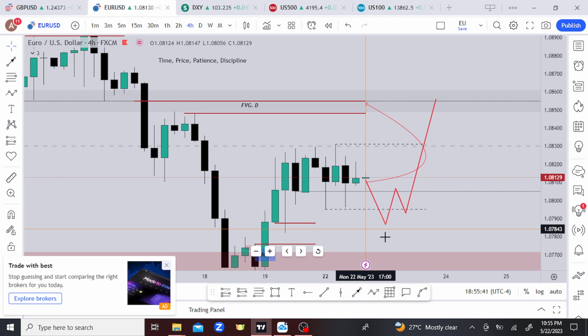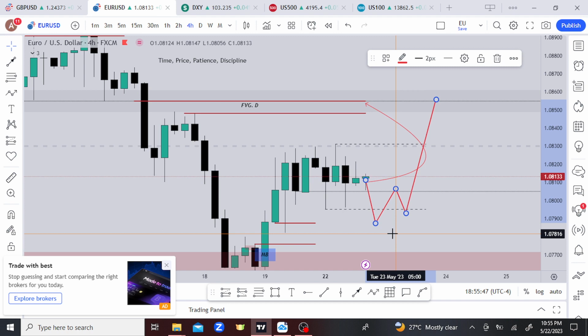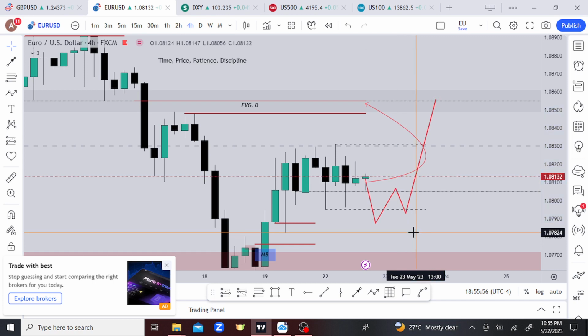Tuesday's trading. So possibly Tuesday can set the low of the week. If you are bullish on the weekly, the possibility that Tuesday will set the low of the week for the expansion is very high. So this will be anticipated. So this will be my bias for the DXY and then the euro dollar for this week's trading.